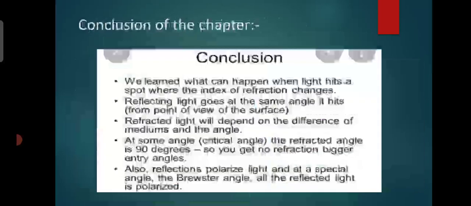So, conclusion of the chapter. What conclusion can we draw? We learned what can happen when light hits the spot where the index of refraction changes. Reflecting light goes at the same angle as it hits. That means the reflecting angle stays the same, but the refraction angle and the incidence angle are not the same. Refracted light will depend on the difference between the mediums and the angle. At some angle, the refracted angle is 90 degrees, so you get no refraction at bigger entry angles. Also, refractions polarize the light, and at a specialized angle, the Brewster angle, all the reflected light is polarized.